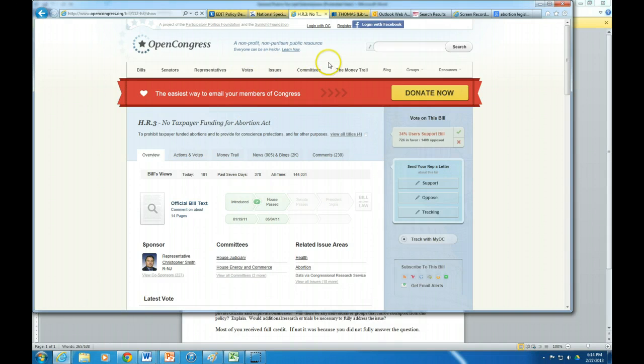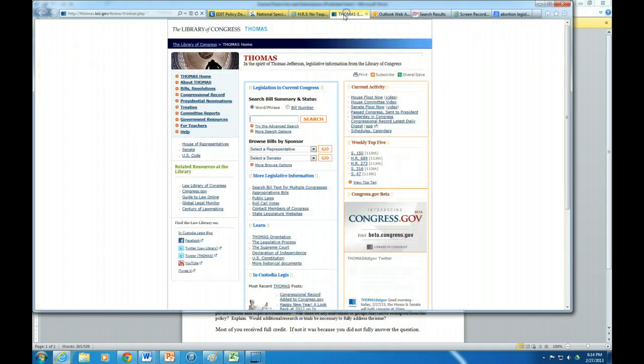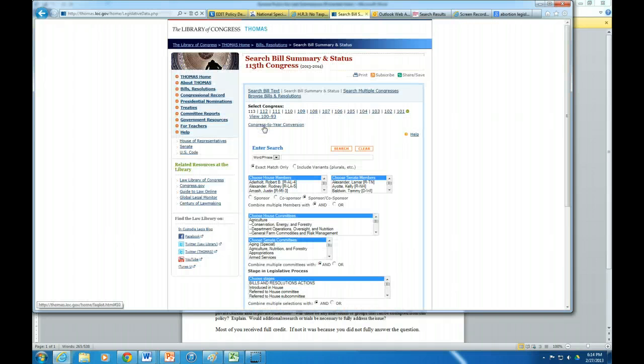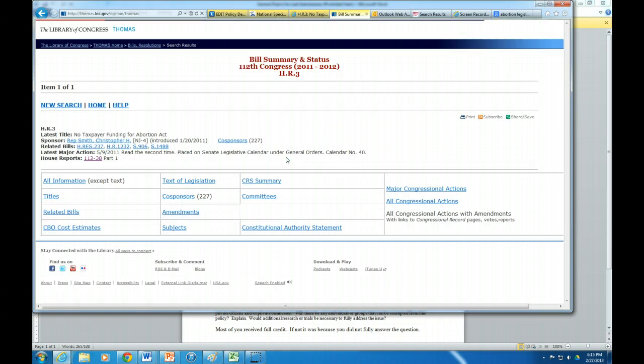So I'm going to go back, and I'm going to use this in Thomas. On the advanced search is where I'm going to be. And you notice here it says select Congress, so I need to go back to the 112th Congress, because if I type it into the 113th Congress, it will not be the same bill. Okay, so I click on bill number, and I'm looking for HR3. Then I type that in, and it brings up HR3.